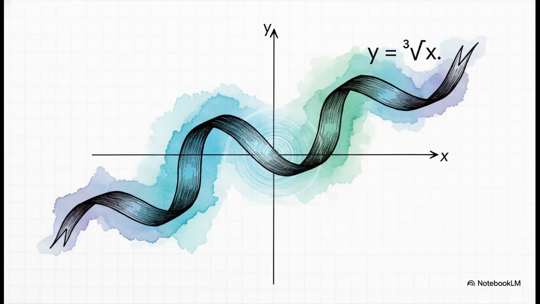And here it is. Meet the S-curve. This is the parent graph of our cube root function, y equals the cube root of x. Just look at it. It flows so smoothly right through the origin, and it stretches out in both directions, positive and negative. It's got a totally different vibe, a completely different personality than that square root graph.